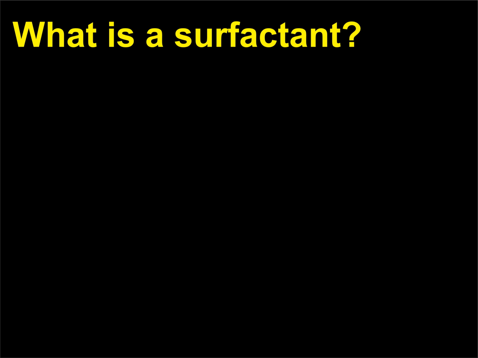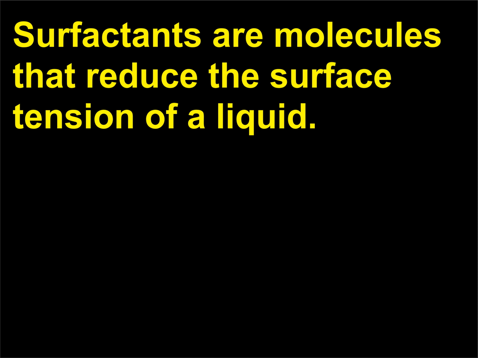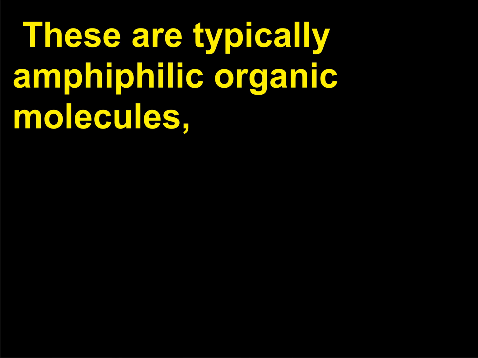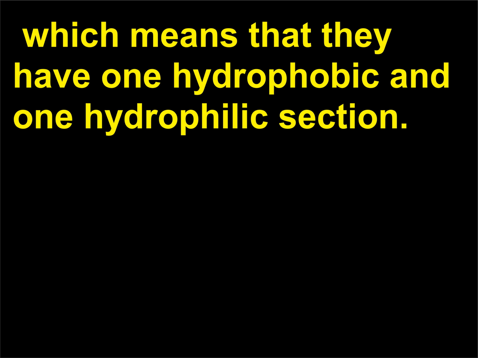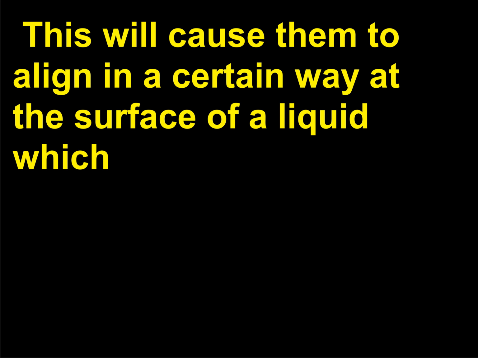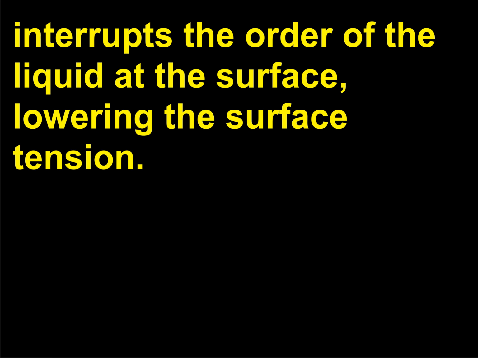What is a surfactant? Surfactants are molecules that reduce the surface tension of a liquid. These are typically amphiphilic organic molecules, which means that they have one hydrophobic and one hydrophilic section. This will cause them to align in a certain way at the surface of a liquid, which interrupts the order of the liquid at the surface, lowering the surface tension.